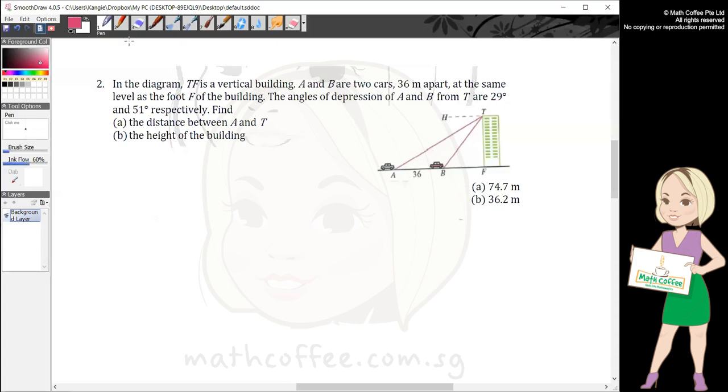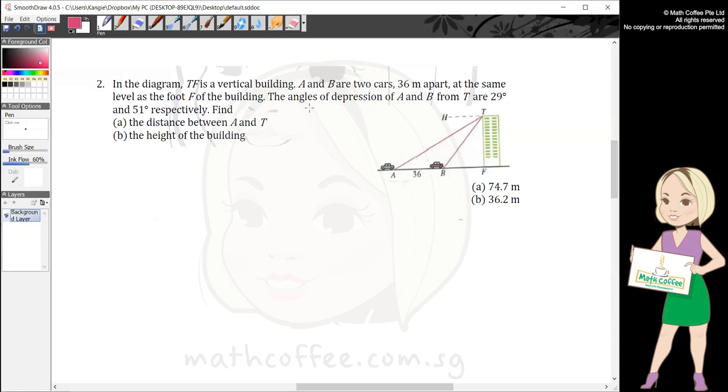Okay, now it's talking about angle of elevation and angle of depression. In diagram 36, they already write there. Now you see, they give me 29 and 51 degrees. So you need to know the meaning of depression and the meaning of elevation, then you are able to put in the diagram correctly.